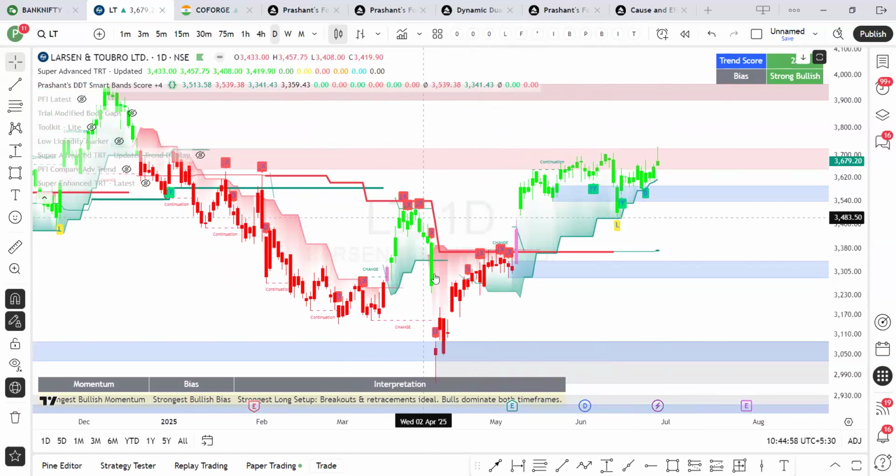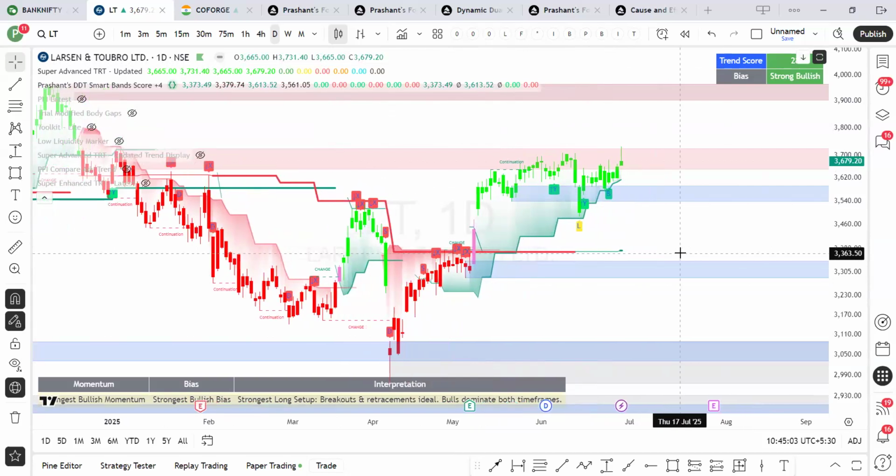I don't prefer or I don't like to trade these kind of setups, which I don't understand much or where the risk reward is not predictable. Okay, we'll check next chart.